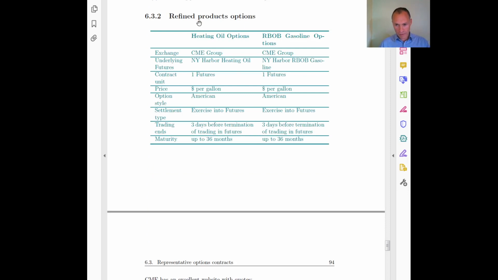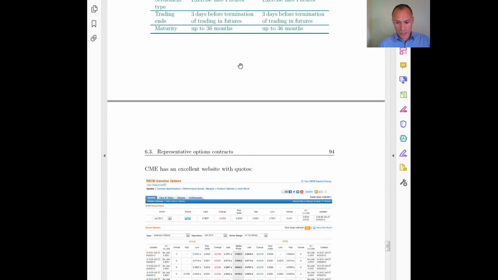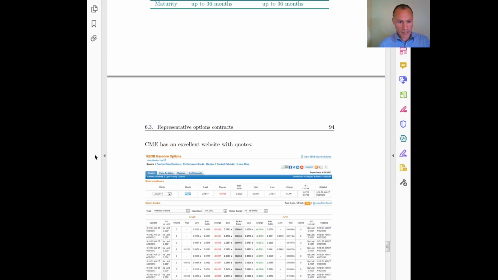So here, refined products options. The two main refined products we talked about are heating oil and gasoline options. These are their characteristics here. These are both CME options on the corresponding futures. The website is, again, very nice.